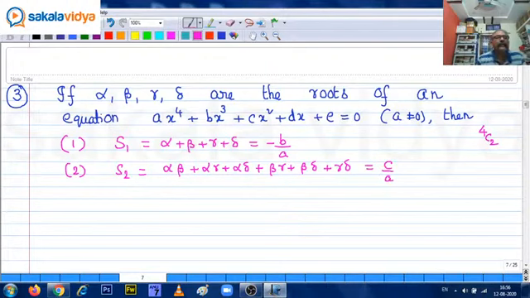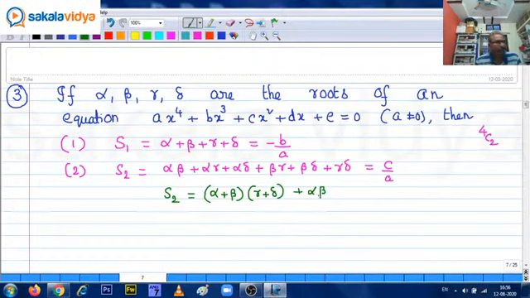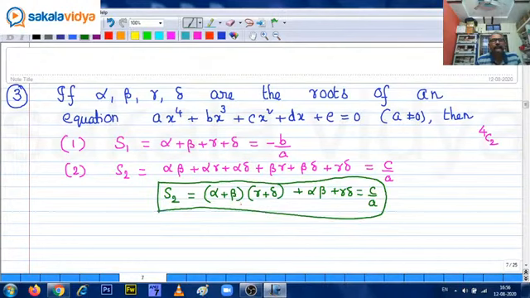So this can be remembered in another way also. S2 equals to alpha plus beta multiplied by gamma plus delta plus alpha beta plus gamma delta is also c by a. So you can remember easy way, you can remember like this also. If you simplify, you get the same terms itself only.